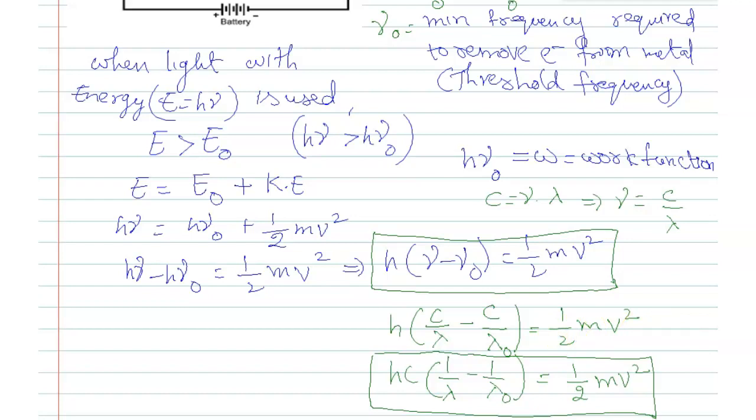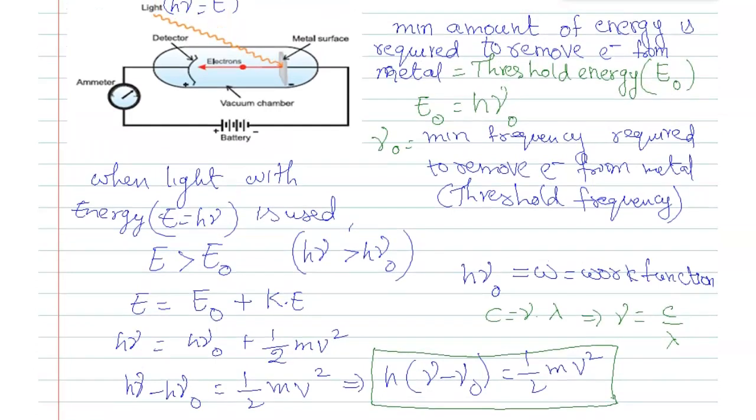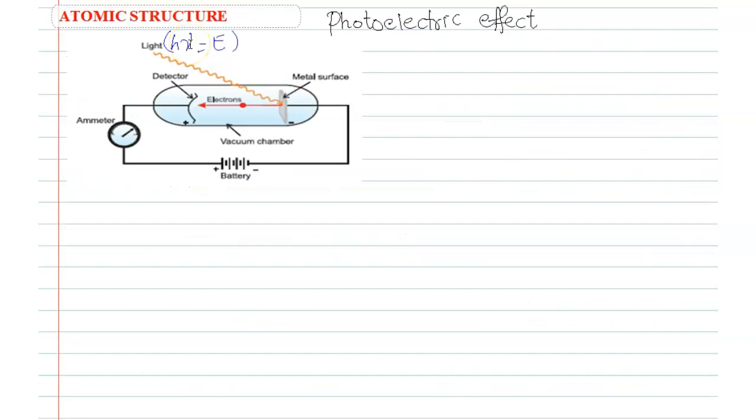One more graph and a little bit of theory is there. First note down here, students. This one is very important for objective questions. By applying the minimum potential, there is no photoelectric effect. That means the ammeter reading will be 0. That potential is known as stopping potential.